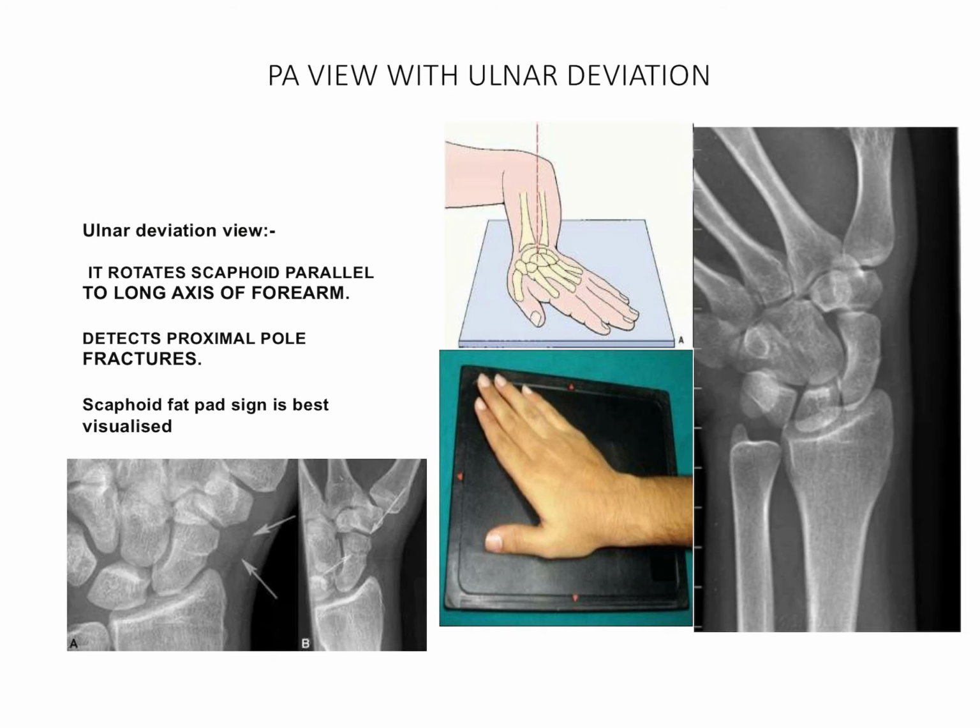Ulnar deviation or PA view. So it is very commonly used. The scaphoid pat sign is best visualized here. See, the two arrows are showing this, and it detects proximal pole fractures. Next.